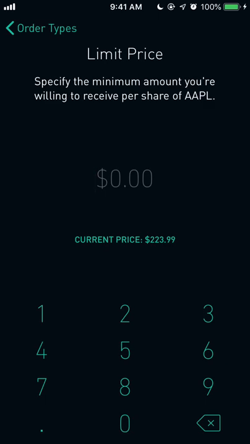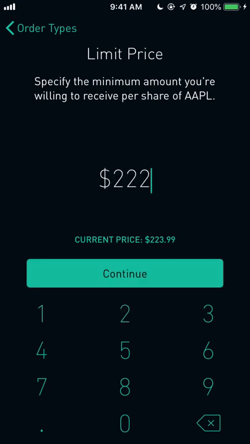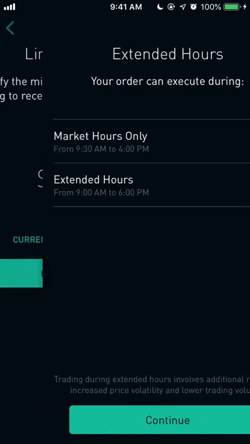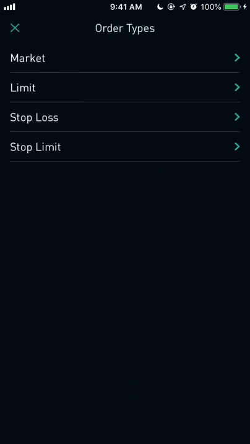So what this means, if you're doing a sell limit order, that would be executed at a specified limit price or higher. So that's a little bit different than buying. So for example, let's say you set the limit price at like 222 or something like that. So as soon as it hits at or above $222, they will sell that share of Apple. And then once again, you could continue, do market hours or extended hours, and click continue again to try to send it through.